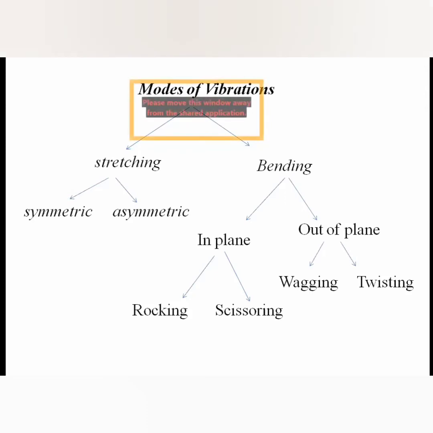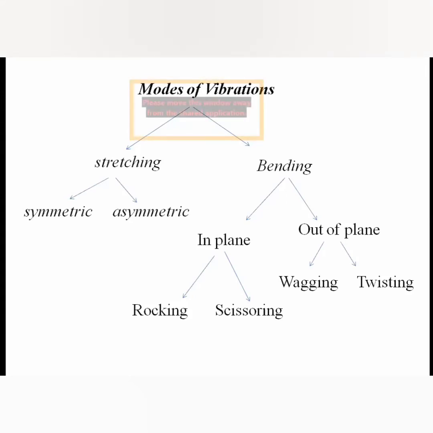For example, if you take a straight line, one end is A, another end is B. If A to B is a bond length, and the bond length changes upon vibration, that type of vibration is known as stretching mode of vibration.